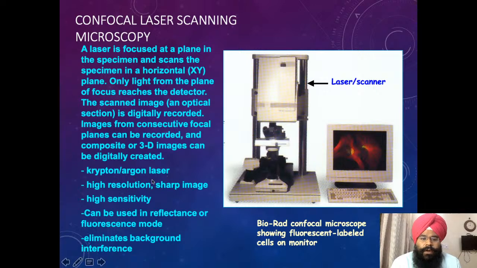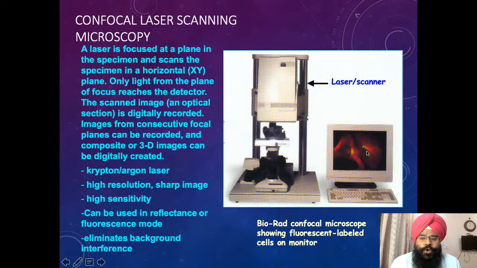So you have a krypton laser in this. High resolution, sharp images come out. High sensitivity, and it can be used in reflectiveness and fluorescence mode. It eliminates background interference. So you have a Bio-Rad confocal microscope showing fluorescent labeled cells on the monitor.